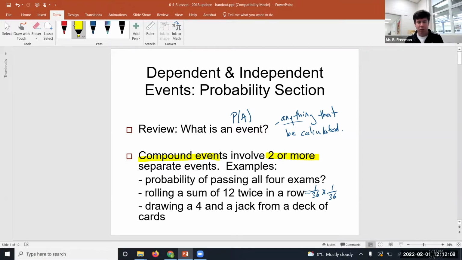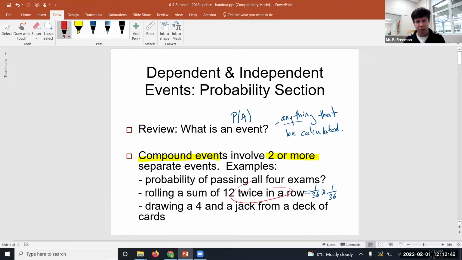And so we can also look at things like the probability of passing all 4 of your exams. It might be a little harder, but what we would do is look at the different probabilities for each individual course and then multiply them all together. Where we tend to get into the more typical examples would be something like a sum of 12 twice in a row. And that's really the new component here. We know that the probability of rolling a sum of 12 when you're using 2 dice is 1/36. And now we're going to have that first event occurring multiplied by the second event occurring.